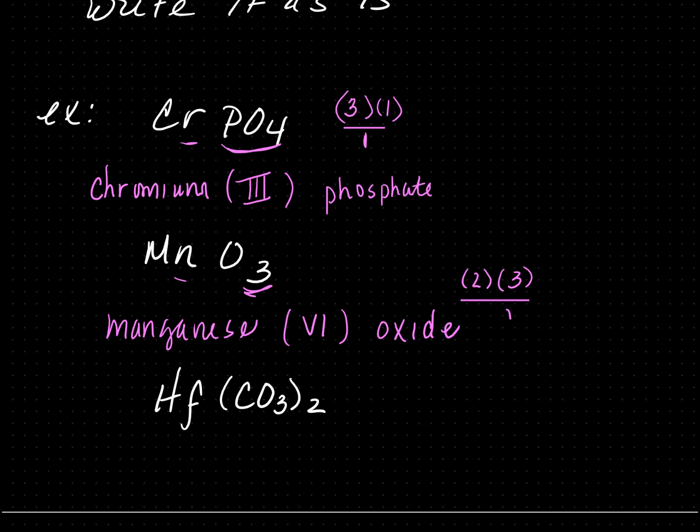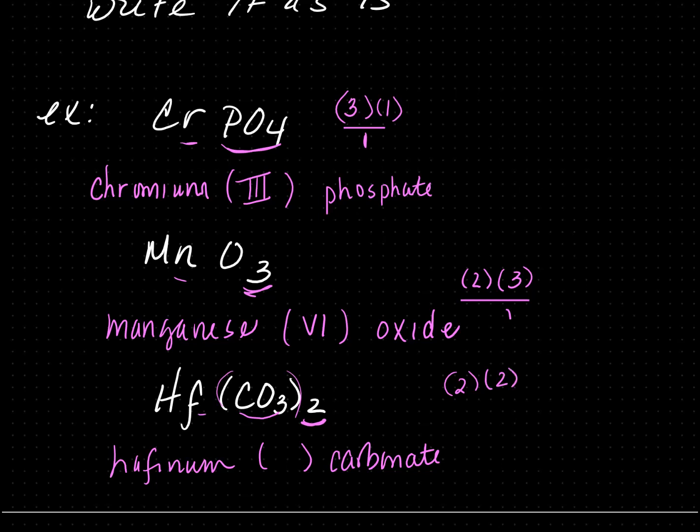Hf(CO3)2. This is hafnium. It's a transition metal between groups 3 and 12, so it needs parentheses. CO3 is a polyatomic, carbonate. The charge of carbonate is minus 2. There are 2 CO3, which is why we have parentheses around it. So that's a 2. I have 1 Hf, so this is a 1. So this becomes 2 times 2, which is 4, divided by 1, so this is 4.